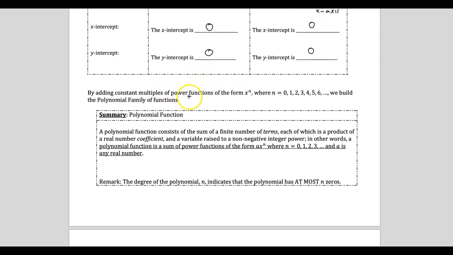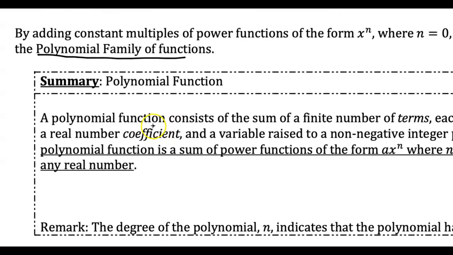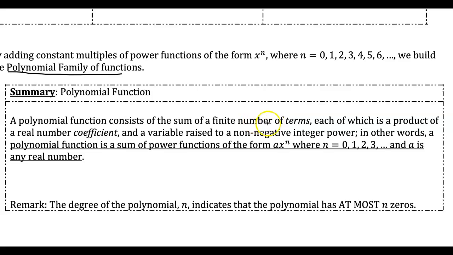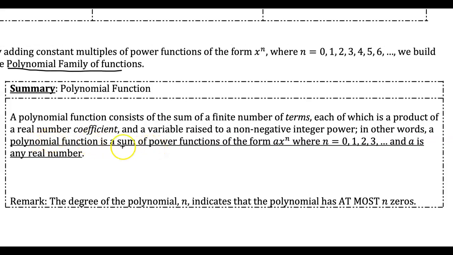If we add a bunch of multiples of these power functions together, where the n is either 0 or a positive integer, then you wind up with polynomials, right? So a polynomial function consists of the sum of a finite number of terms, each of which is a product of a real number coefficient and a variable raised to a non-negative, non-fractional power. In other words, a polynomial is the sum of power functions of the form ax to the n, where n is equal to 0, 1, 2, 3, and a is any real number.